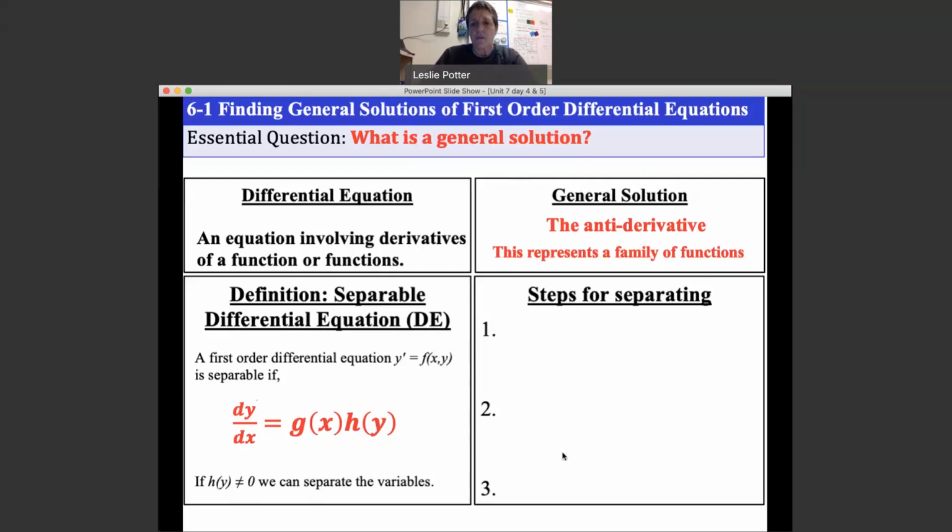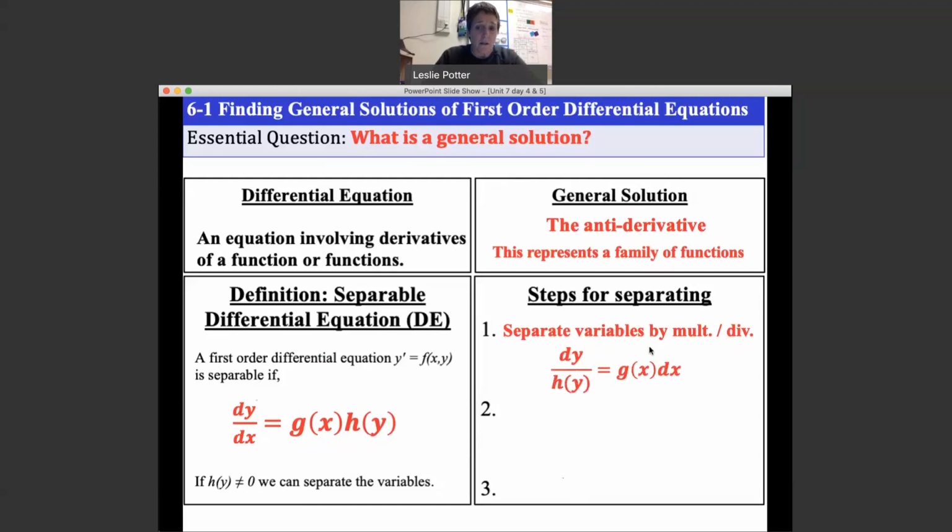The nice thing about the steps for separating is that if you write them down and follow them, you won't go wrong. They apply for separating any first order differential equation that's separable. The first thing we're going to do is separate variables by either multiplying or dividing. We're going to put all the things involving y on one side, and all the things involving x on the other. So if we started with this, we would divide by h of y and we would multiply by dx.